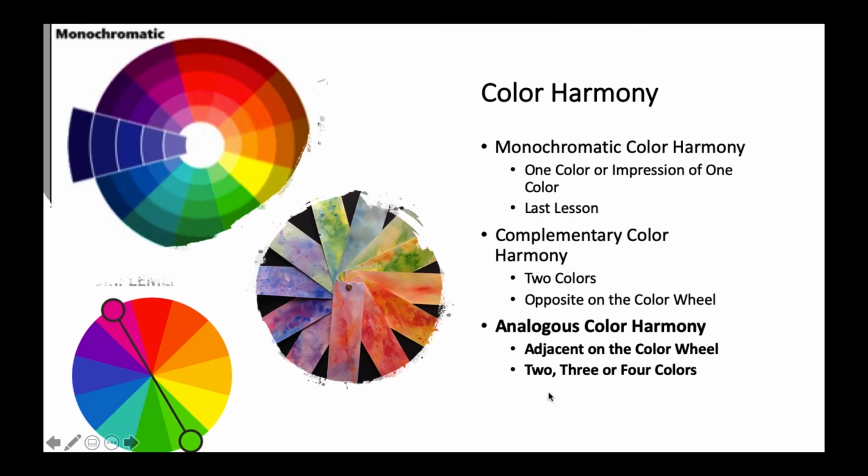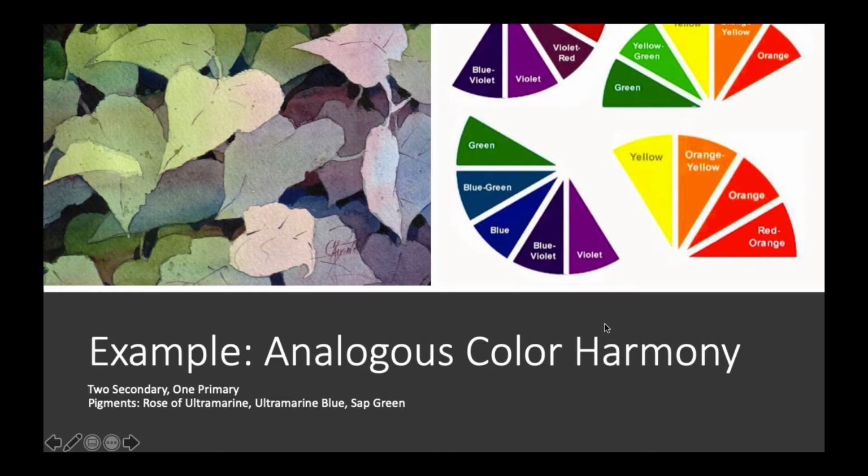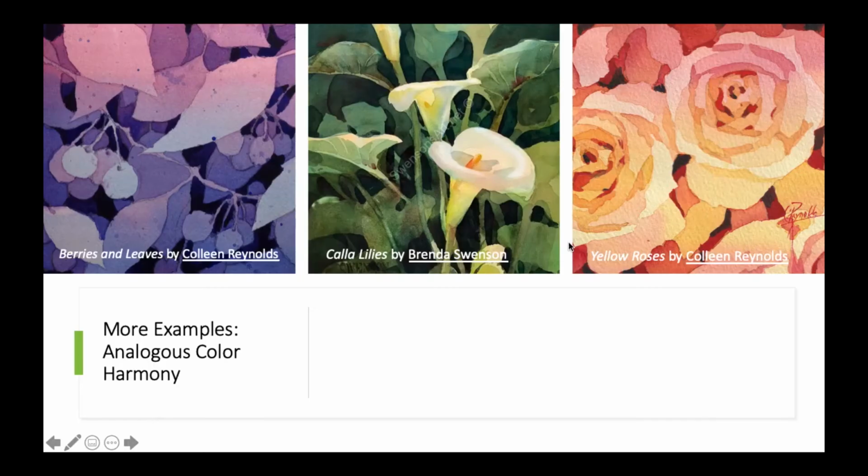So you're going to mix the secondary color, and you have to choose the one that's going to be the brightest intensity. So here's an example analogous color harmony painting that goes from green to violet. So in this painting, a blue was used, a green, tube green, sap green, ultramarine blue, and a red violet called Rose of Ultramarine was used in this painting. So that satisfies this analogous color harmony scheme there.